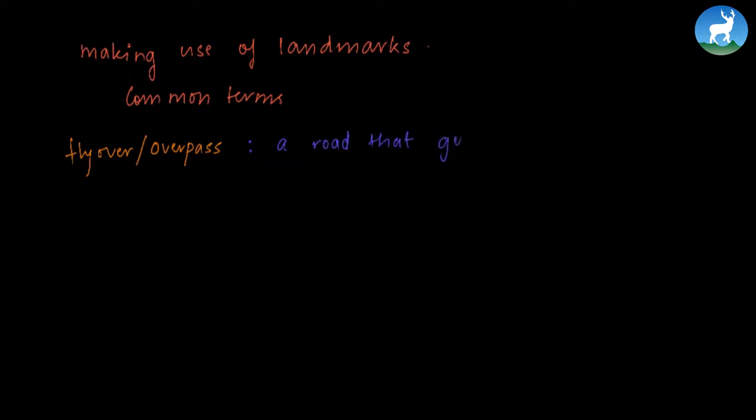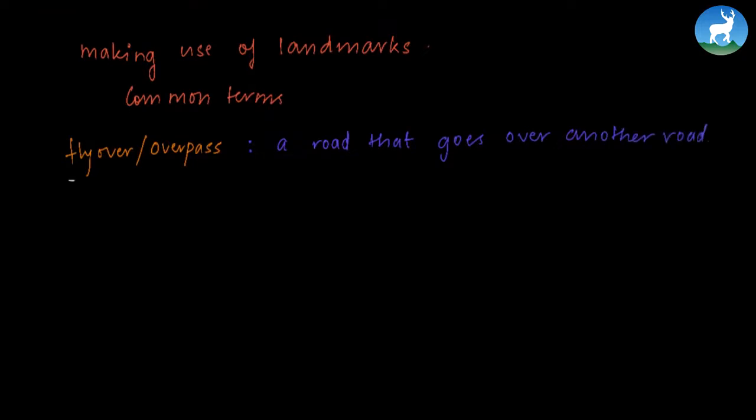So here are some of the common terms to give examples using landmarks which we have in our places. So it could be flyover. So there are bridges in our places where there is a busy road. We have an overpass bridge or a flyover bridge. So that's a road that goes over another road.